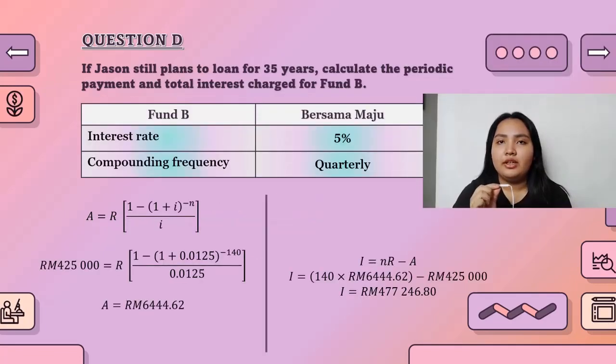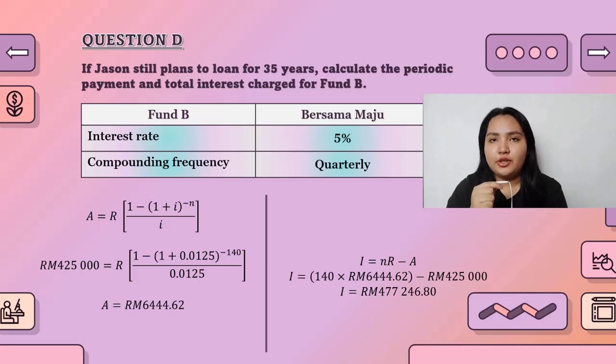Question D. If Jason still plans to loan for 35 years, calculate the periodic payment and total interest charge for Fund B, with interest rate 5% compounded quarterly. This question also uses the same formula as question C, but it asks for amount R, which is the periodic payment. To find the periodic payment, enter the value of A, which is 425,000 ringgit, value I 0.0125 and value N negative 140. The answer will be 6,444 ringgit and 62 cents.